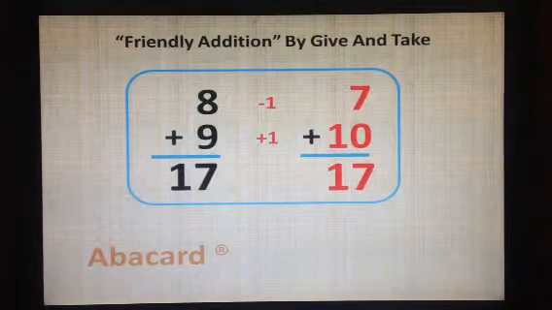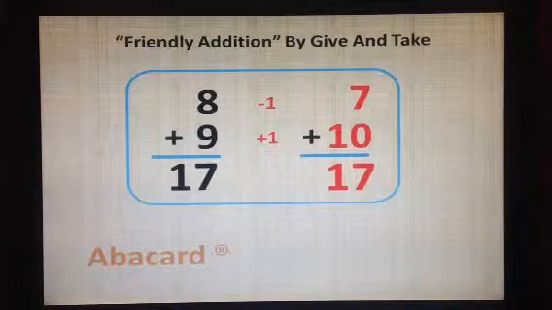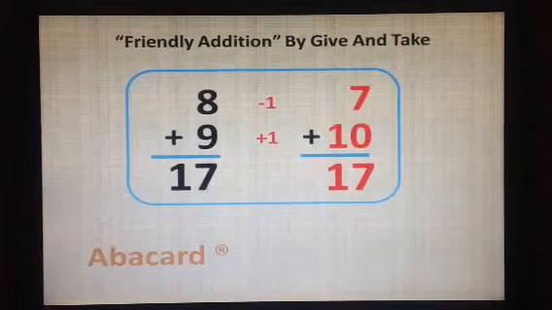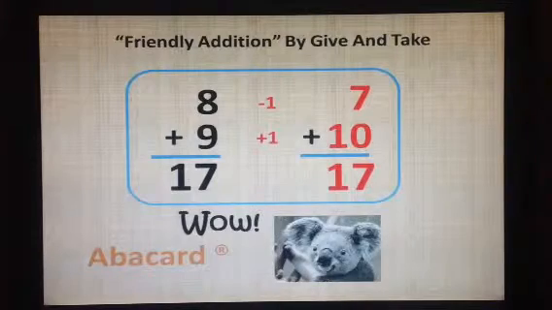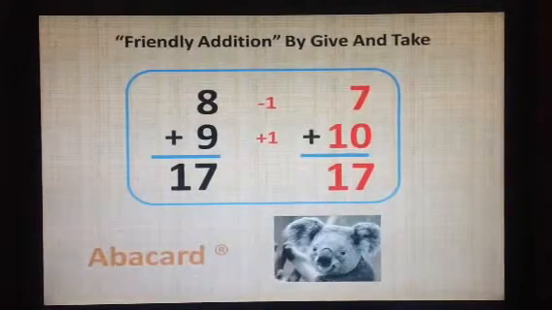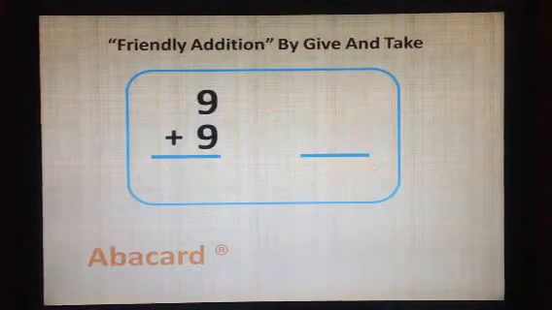Now, what we got here is an example where we have two answers that must be the same, and which one is easier to do, 9 and 8 or 10 and 7. There's your abacard. And wow, it works well. Let's take a look at another one.